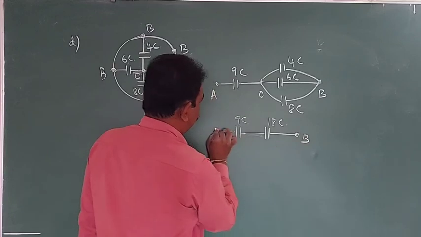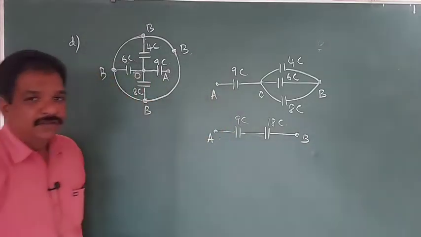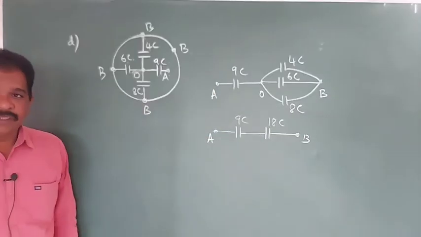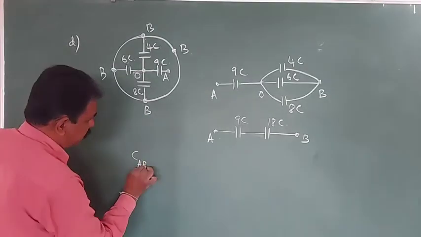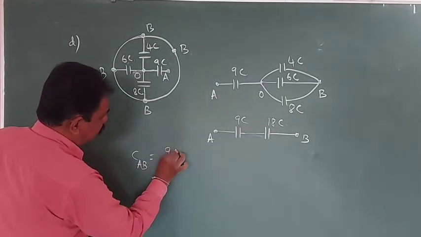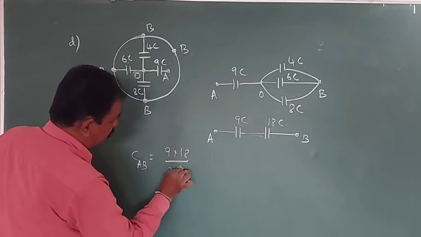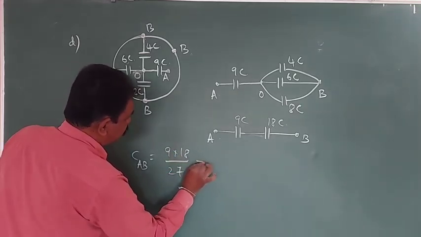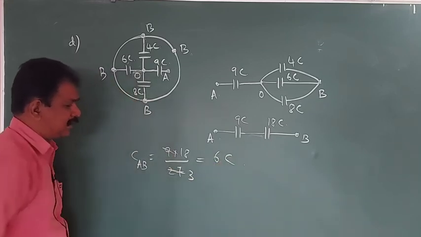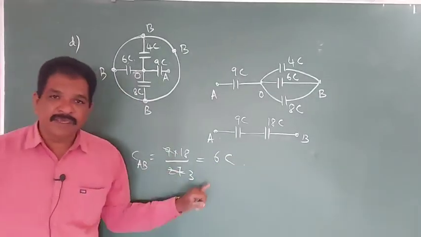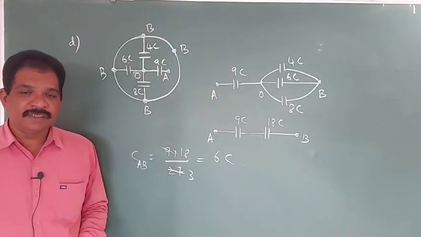These two are in series. What is the effective capacitance of this? Means CAB is equal to C1 C2 by C1 plus C2. So this value 6C. 9 3's will cancel. 3 6's will cancel. This will be 6C.